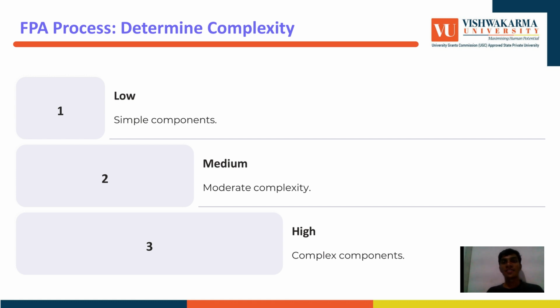Now that we have classified everything, we determine how complex each function is. Each component is categorized as simple, average, or complex. The criteria for this include the number of data elements involved and the number of files referenced. So a form with just 2 fields is simple, but one with 10 fields and validation might be complex. Why does this matter? Because it affects the weight we assign next.